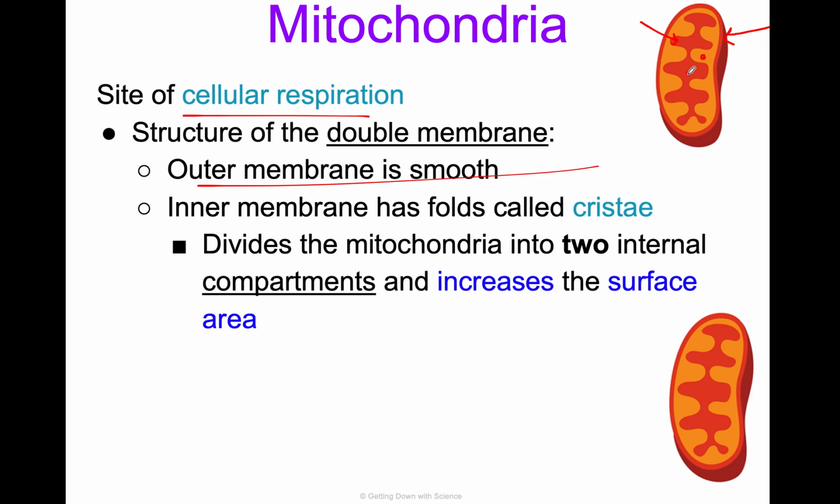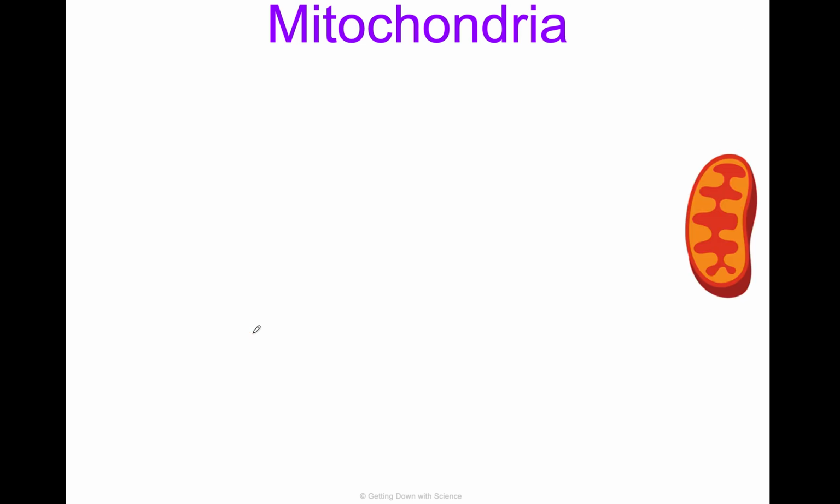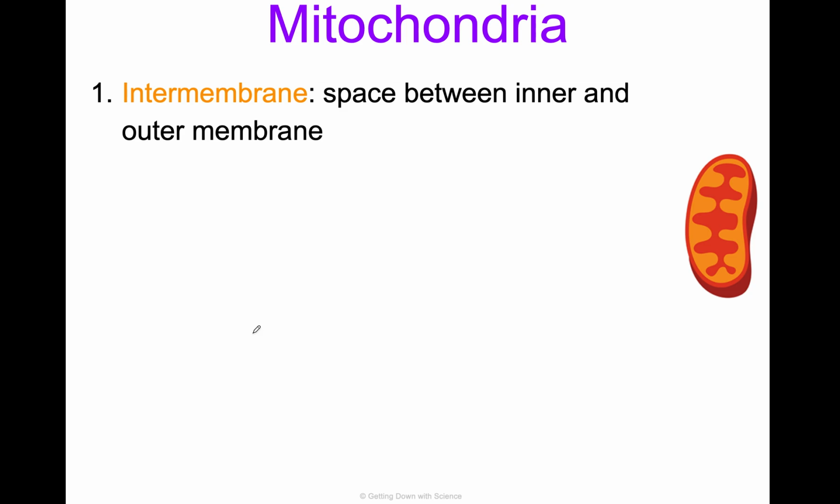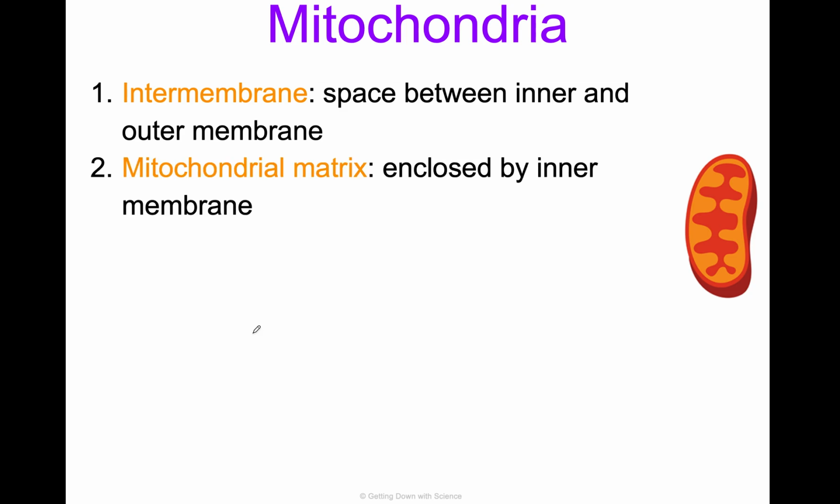And what this does is it increases surface area. Surface area is the name of the game in this unit. Increase surface area, decrease surface area. We're going to have a whole lab about it. All right, so in the inner membrane is the space between the inner and outer membrane. It's like the one time science makes sense. Intermembrane, the space between the inner and outer.